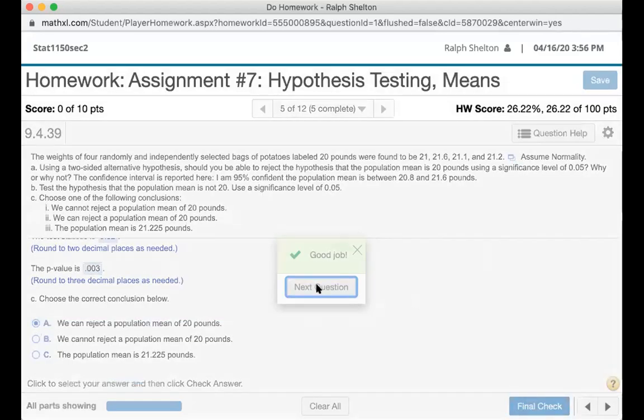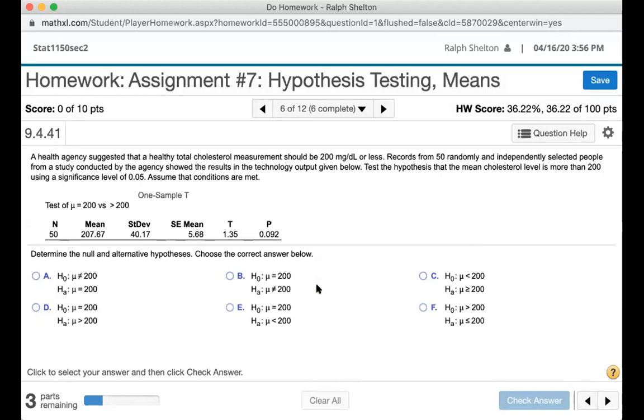Okay, next question. A health agency suggested a total cholesterol measurement should be 200 milligrams per deciliter or less. Records from 50 randomly and independently selected people from a study showed results given below. So here's a report. They've already run this data. Determine the null and alternative hypothesis.